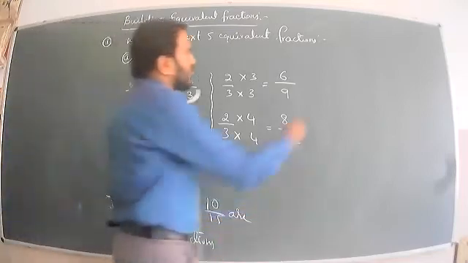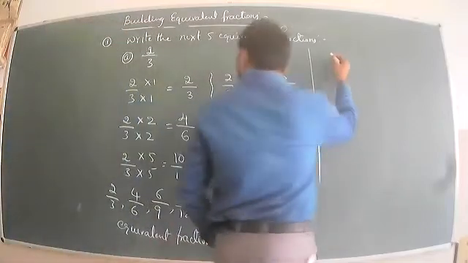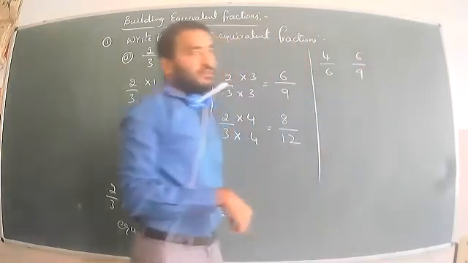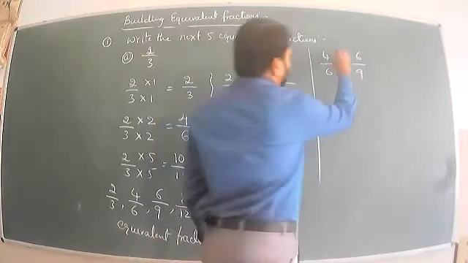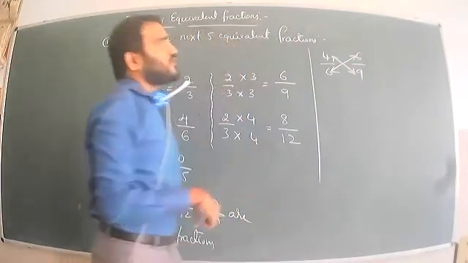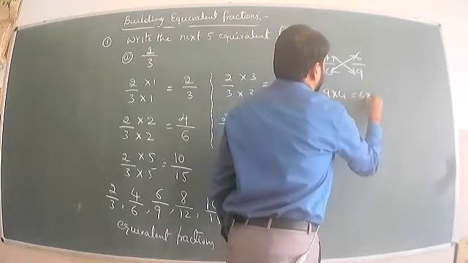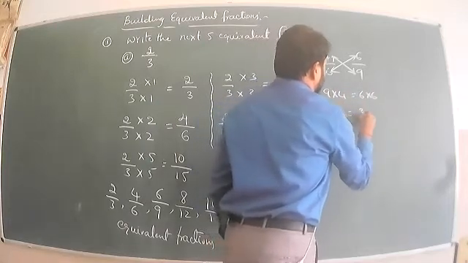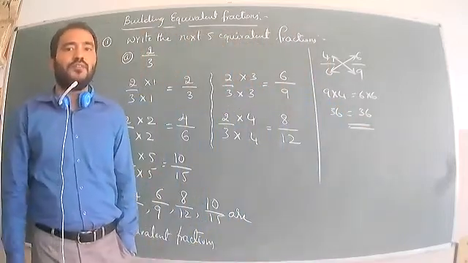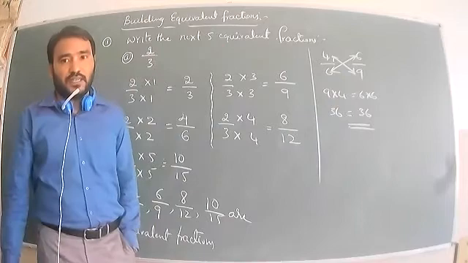Can we check whether these are equivalent fractions? Okay, you can do it, no problem. I will take 4 by 6 and 6 by 9. Multiply the numerator of the first by the denominator of the second, and the numerator of the second by the denominator of the first. So 9 times 4 is 36, 6 times 6 is 36. Yes, the products are equal, so these are called equivalent fractions. I hope all of you understand equivalent fractions.